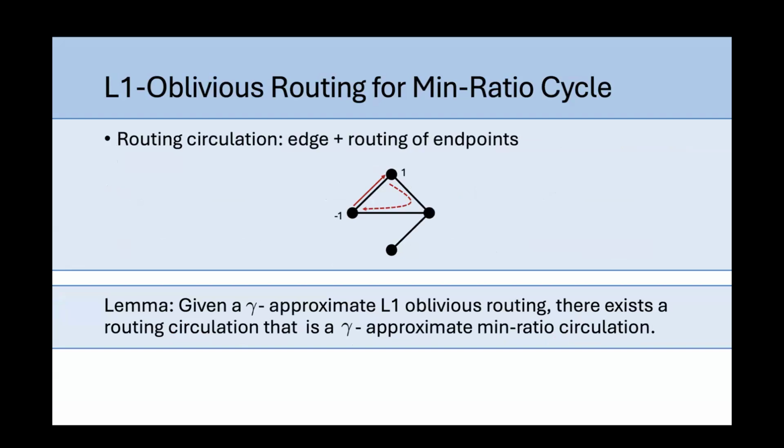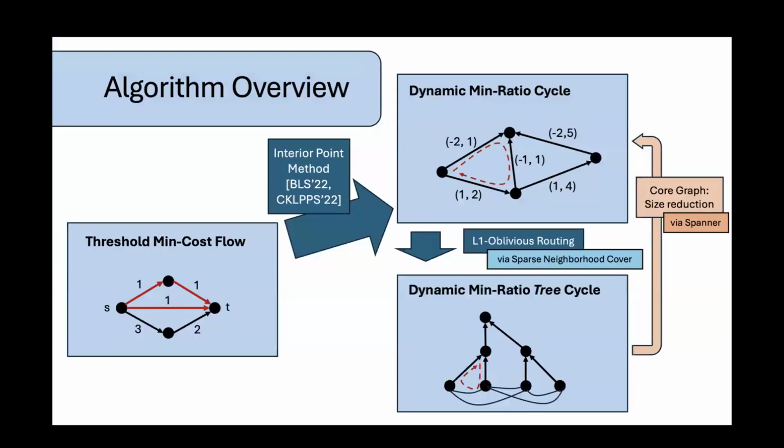So a routing circulation will just be defined as an edge plus the routing of its endpoints. And we show that given a gamma approximate L1 oblivious routing, there exists a routing circulation that is a gamma approximate min ratio circulation. This means that a good L1 oblivious routing kind of contains the min ratio cycles. Since L1 oblivious routings are already tree-like in structure, it's not too big of a stretch to extract a tree from them. We do so via a dynamic sparse neighborhood cover, if that tells you anything.